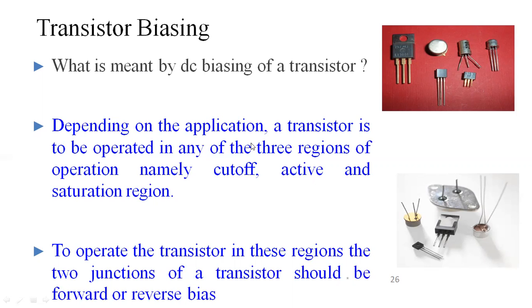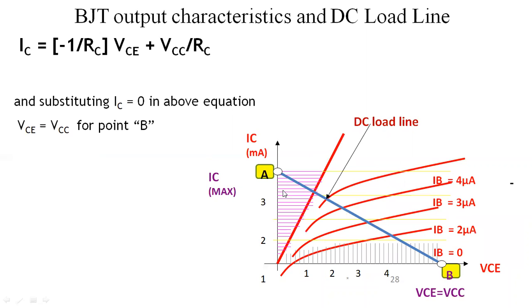Let us see how biasing is going to affect the transistor, or why biasing is needed. Suppose this is the characteristics, the plot or the characteristics of a particular BJT amplifier. So it is going to have three regions.